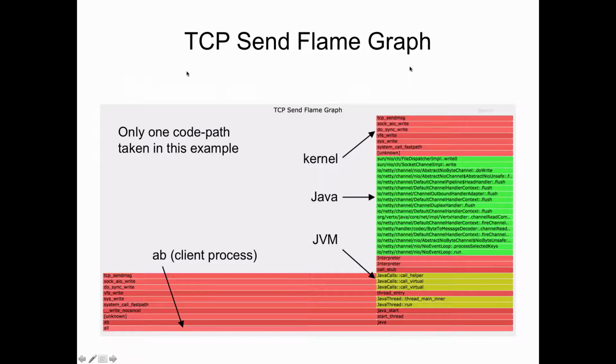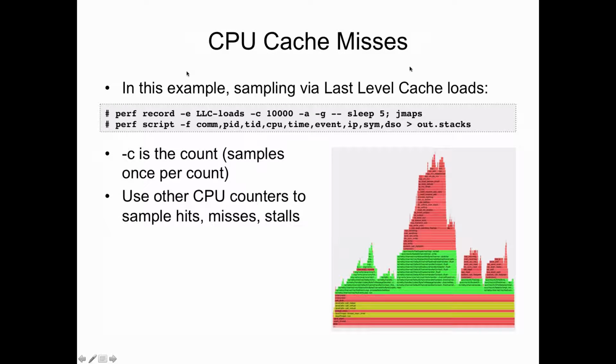But it can be done, and that's the important part. CPU cache misses is just another interesting advanced example, and that's where I'm using the performance monitoring counter capabilities of Linux perf events. I'm instrumenting last level cache loads, that's the hardware cache. Every 10,000, go and capture a stack trace. And so now I've got a flame graph.